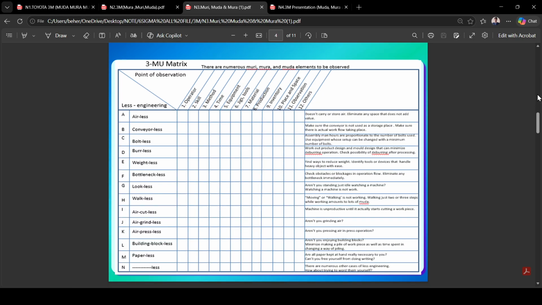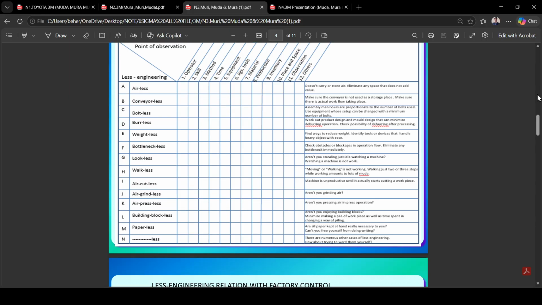So this picture also clearly explains everything. The three new matrix: less, cover-less, border-less, word-less. That is everything that will be mentioned. Once you read all about this, then you can easily understand it.